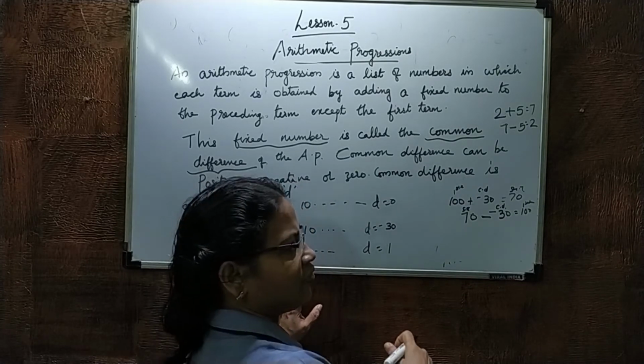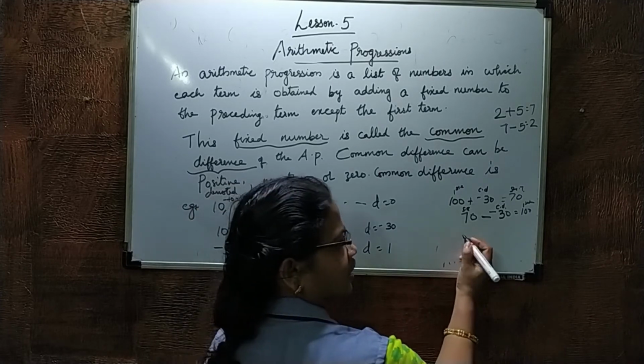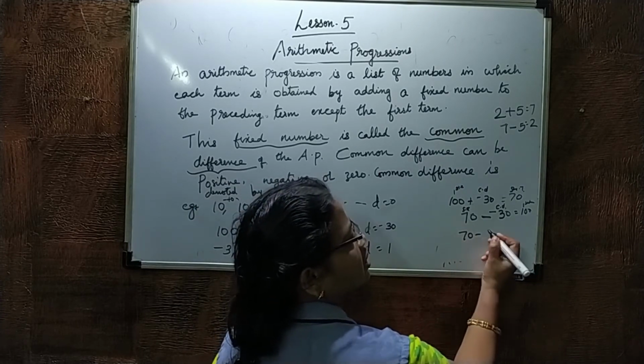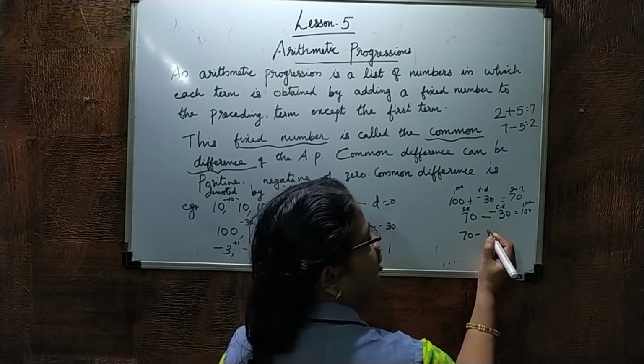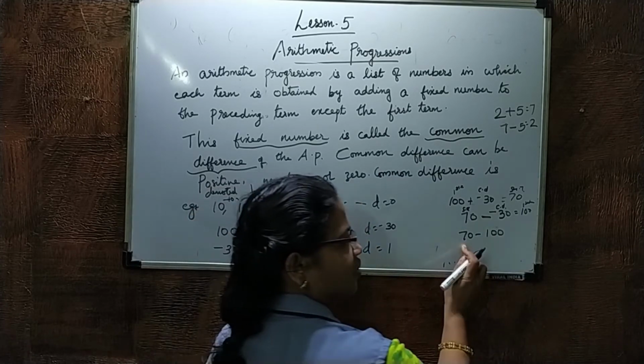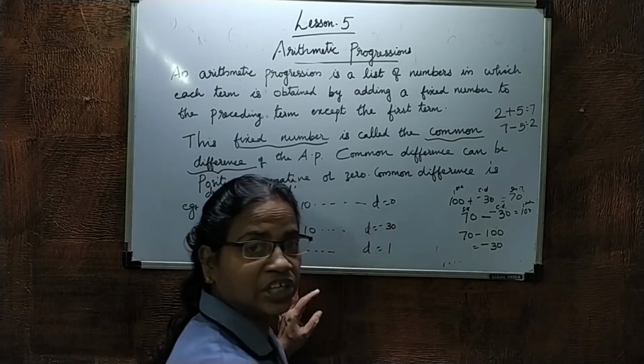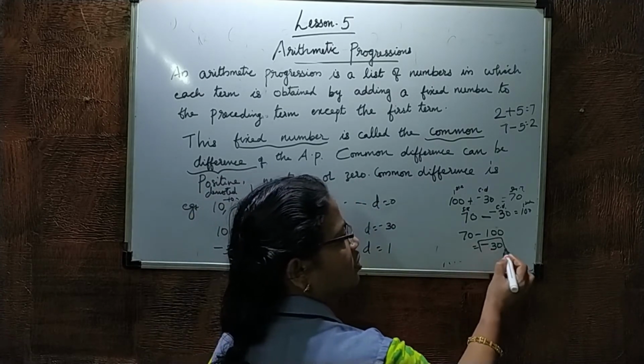Clear? Again, what can we say? Second term minus first term, will you get the answer? Common difference. 70 minus 100, what will you get? Negative 30 you will get. That is the common difference.